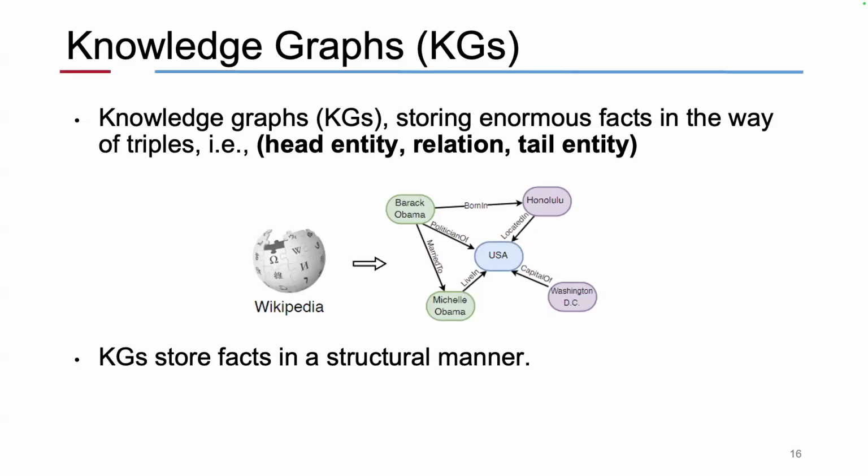So why knowledge graphs? We know that a knowledge graph is a structured data format or database which stores enormous facts in the form of triplets. In the knowledge graph, we have a lot of triplets, and in each triplet, we have the head entity, the relation, and the tail entity. We can construct this knowledge graph from raw text, for instance from Wikipedia. Inside this knowledge graph, there are a lot of triplets. For instance, Barack Obama is the president of the United States. This is a triplet, including two entities and an edge.